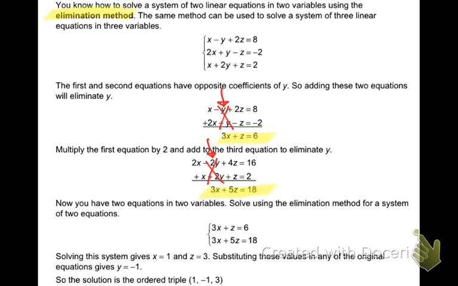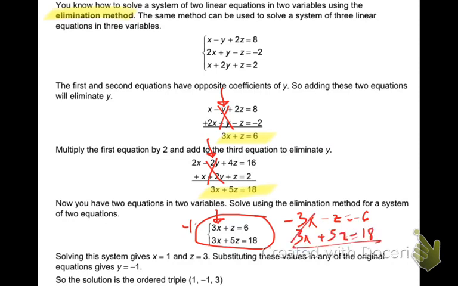Yep. So we're going to start off with three variables, and we're going to look to eliminate to get down to two variables. And then when I get down to two variables, something like this, I'm going to look to eliminate again. For example, what would I like to eliminate here? I look to eliminate the x's probably, right? So I'd multiply the top equation by -1. So I get negative 3x minus z equals negative 6. 3x plus 5z equals 18. Eliminate my x's. I get 4z equals 12.